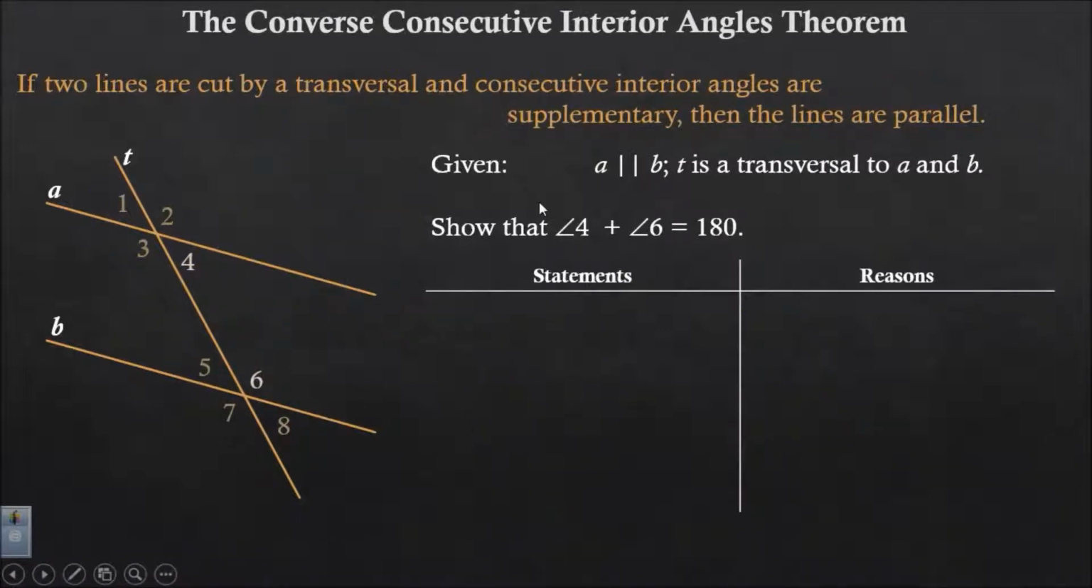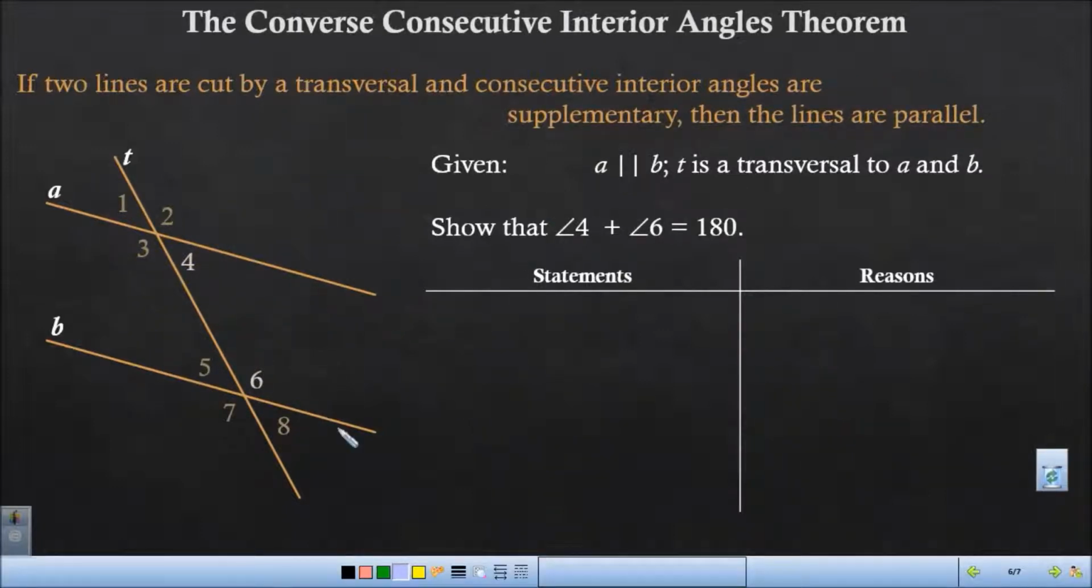All right, let's do the converse consecutive interior angles theorem. This is the last of the bunch. What we want to do is prove that these sum to 180. Okay, if we can do that, these need to be switched. All right, so this should say that angle 4 plus angle 6 is equal to 180. And then this should say that A is parallel to B. I'll make that change for tomorrow.